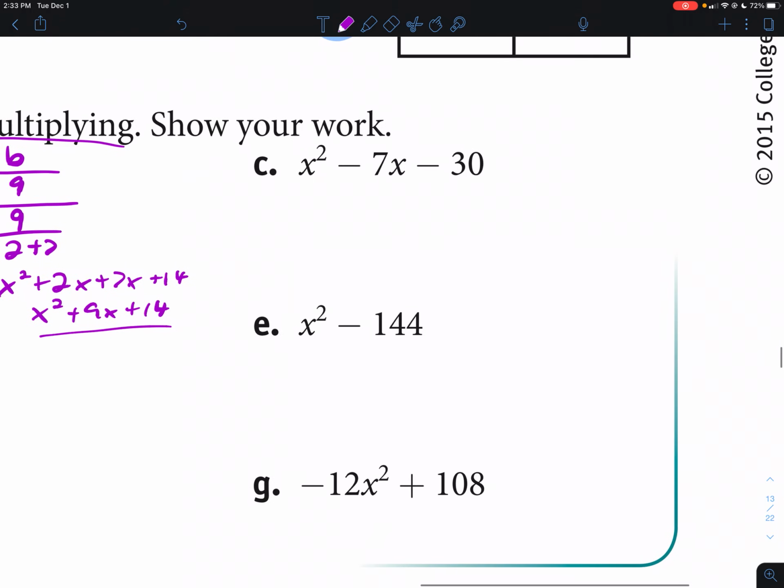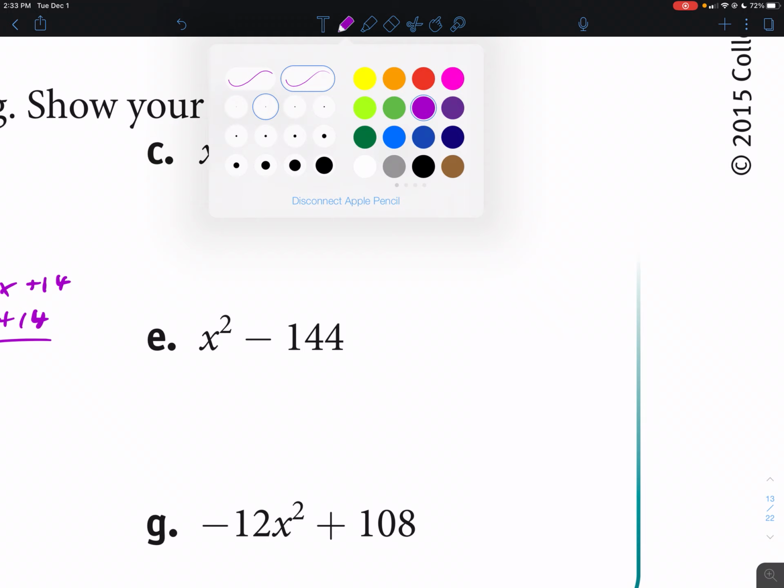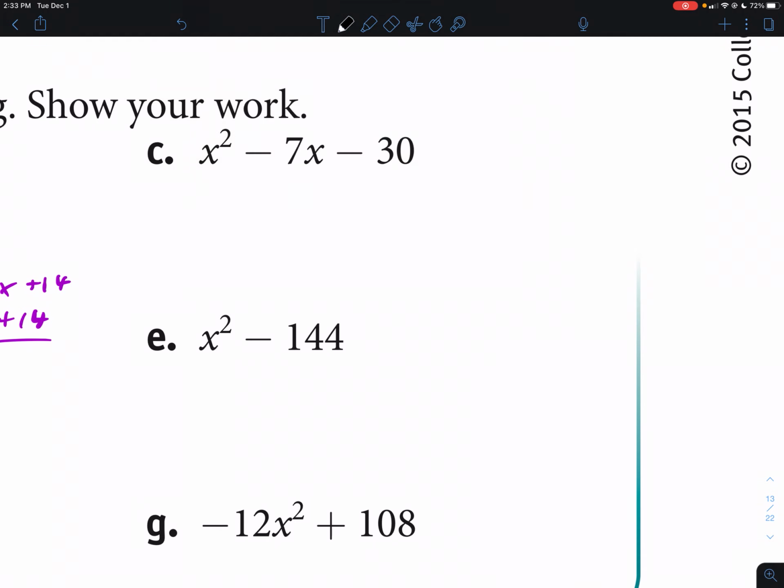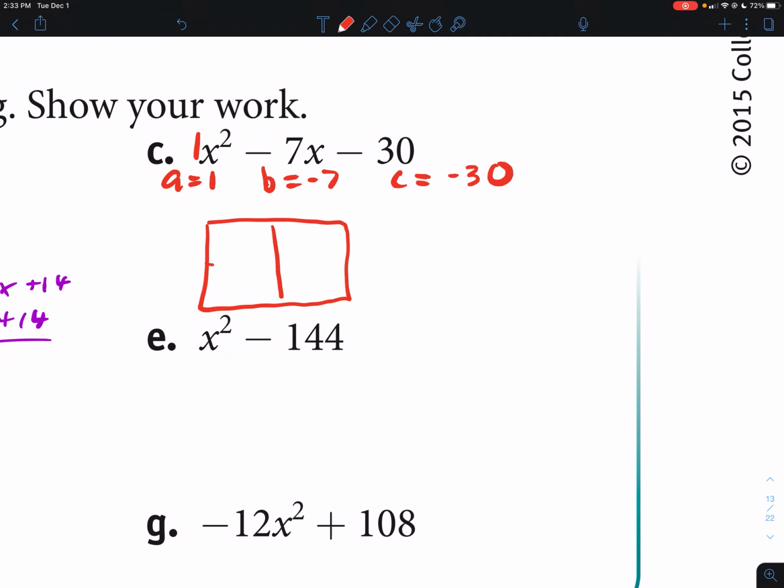Okay, on C. Pause the video and try to do this on your own. If the factoring is easier, you pick up on it better when you practice it on your own. So I'm going to find my A value, which is 1, my B value, which is -7, and my C value, which is -30. And then we're going to slap these babies into our box here. Quadratic term goes in the first box, constant term in the last box, and these two in the middle have to add up to the linear term.